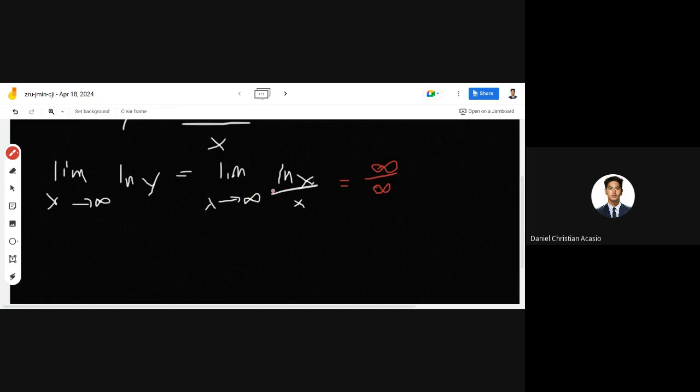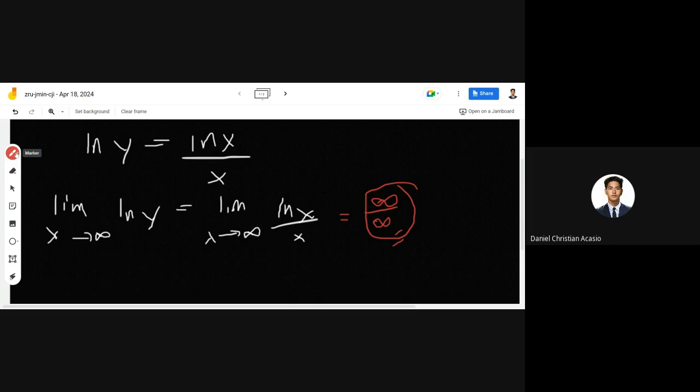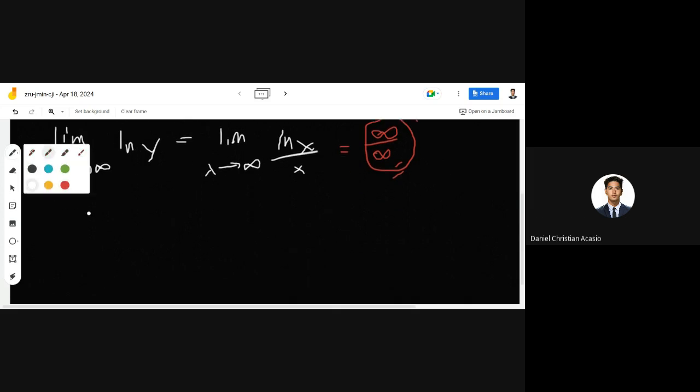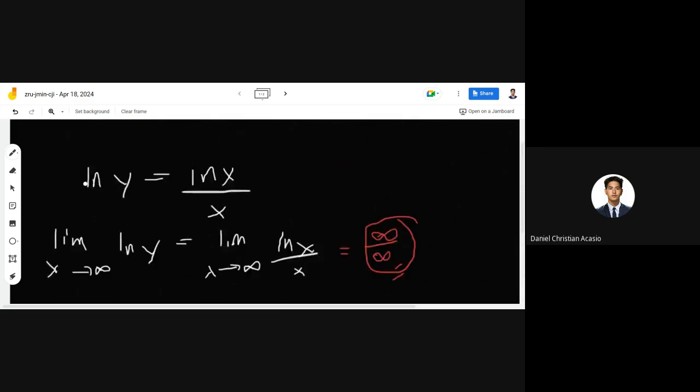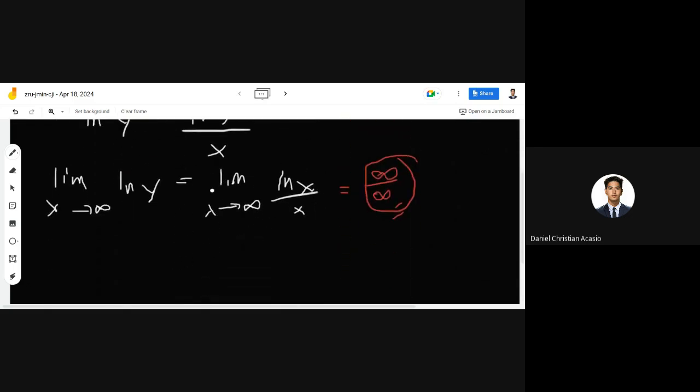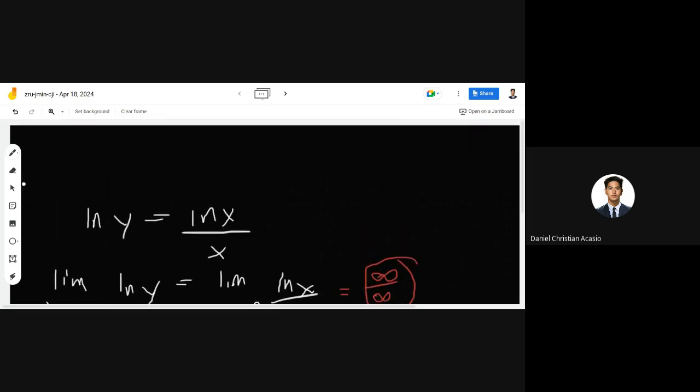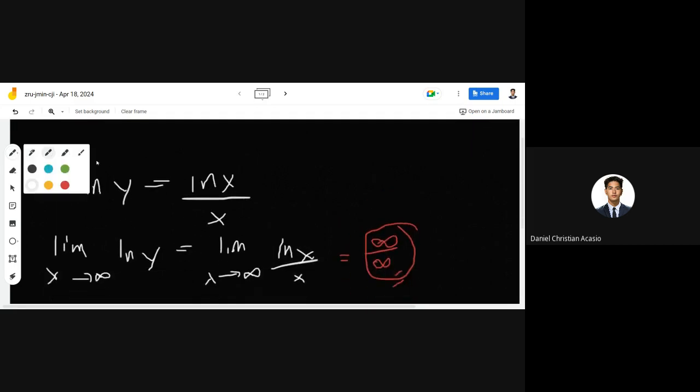Substituting, ln infinity is just equal to infinity. So it's the same indeterminate form, which can be solved using L'Hopital's rule. What we have to do now is set aside the left side and focus on the right.